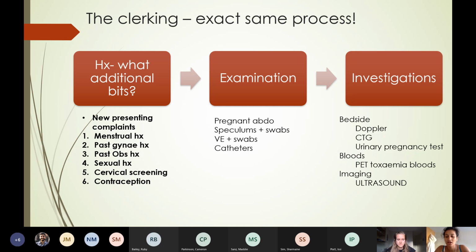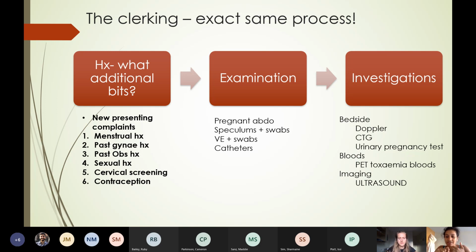In terms of the VE, don't go too crazy. I don't think anyone ever asked me to tell you how dilated someone was. You're never going to need to know that. But you should be able to safely talk to a patient about what you're going to do to them if you had to do a VE.